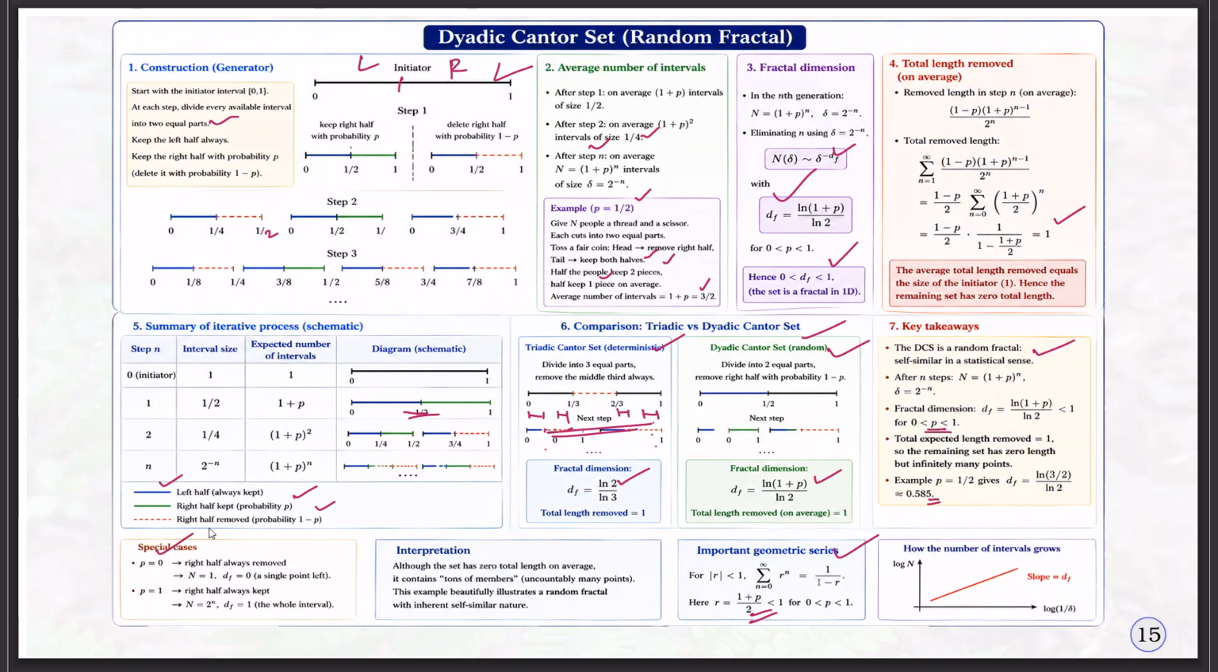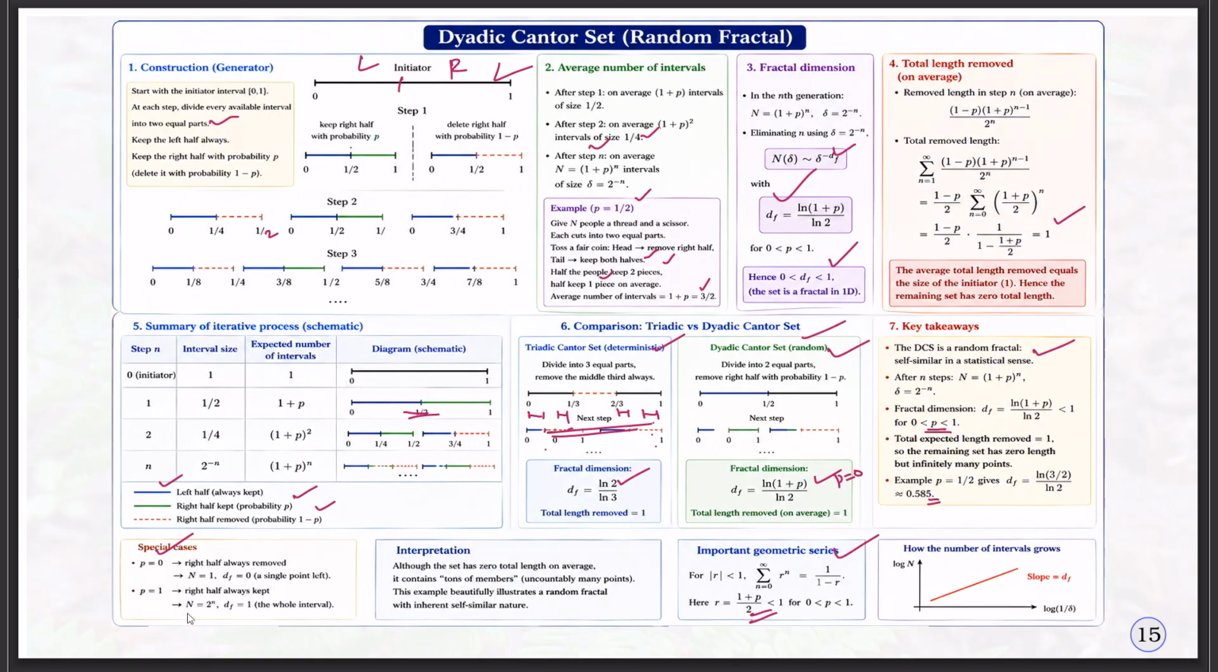Suppose we take p equal to 0. The right half is always removed. If p equal to 0, then the fractal dimension is ln 1 by ln 2, and ln 1 is 0, so the fractal dimension will be 0. That means there will be nothing in the Cantor set. It is a single point left at the end. Only one point will remain.